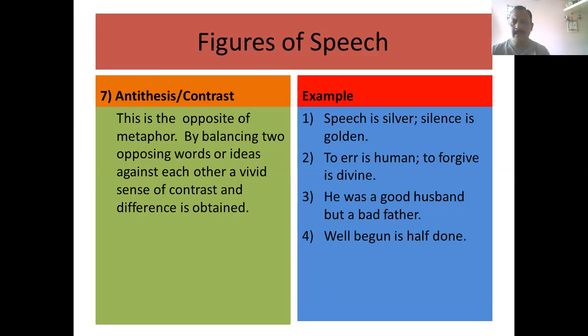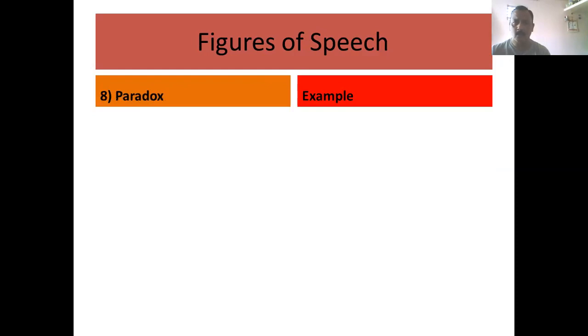Here you will find that "begun" and "done", these opposite words, are coming there and they are balancing the line. At that time it is called antithesis or contrast. So these are the examples of antithesis or contrast we have seen there.